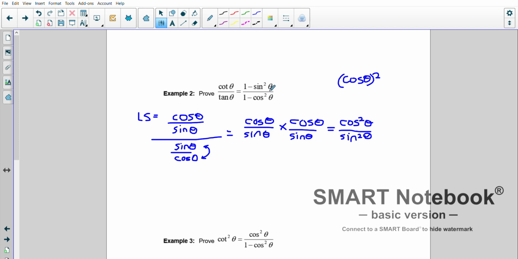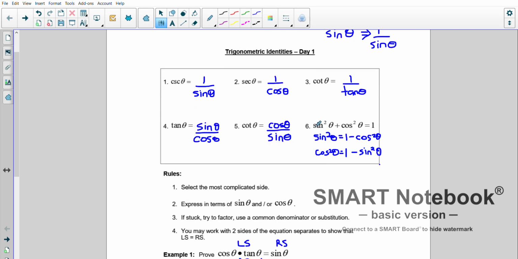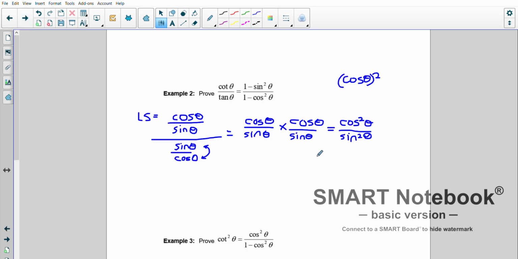So how am I going to make this equal to this? Well, if I go back here and I look at this identity, look what I have here. Sine squared theta equals 1 minus cos squared theta, and cos squared theta equals 1 minus sine squared theta. Those are the exact identities I'm going to use. So cos squared theta, as I just pointed out, is the same thing as writing 1 minus sine squared theta. And sine squared theta is equivalent to 1 minus cos squared theta, which equals the right side.